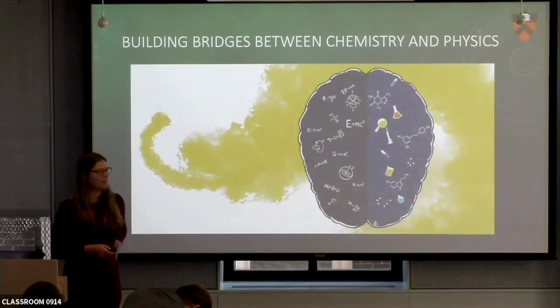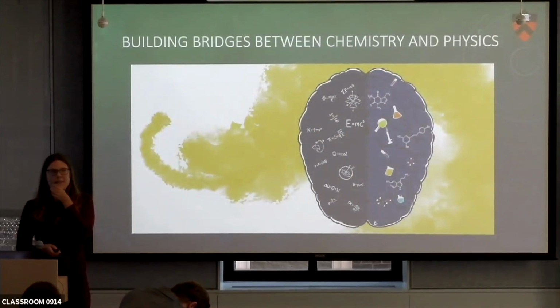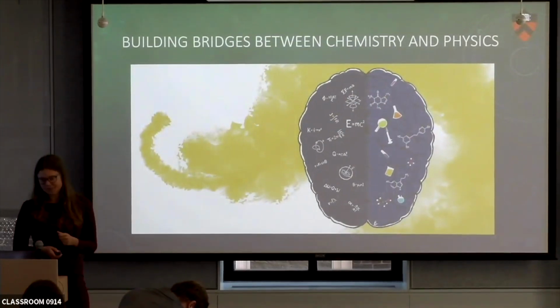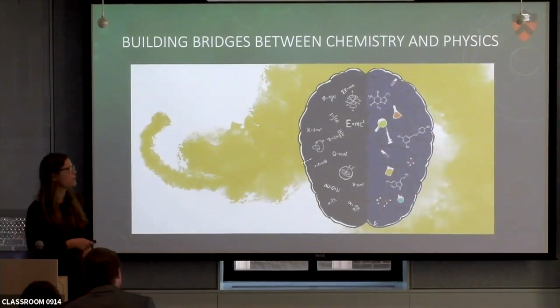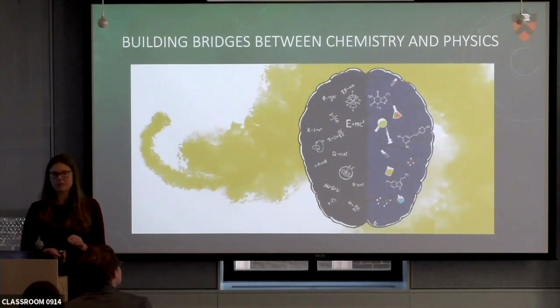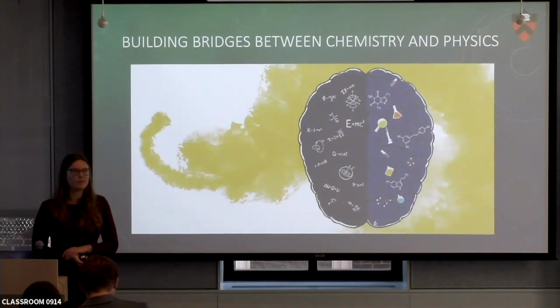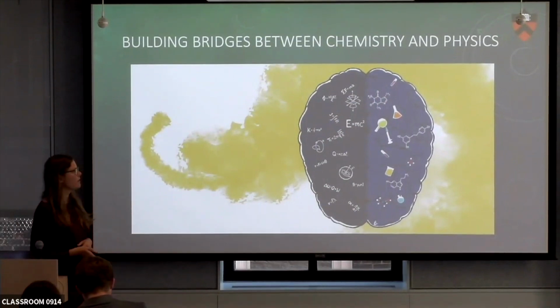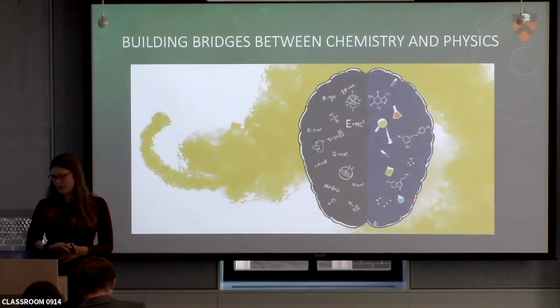Just in general, we are interested in the interface between chemistry and physics, which is why we have this group logo of a brain that thinks about both disciplines. Whenever you marry two fields, you have the opportunity to come up with something new, and therefore it's always worth thinking about the interfaces of sciences.